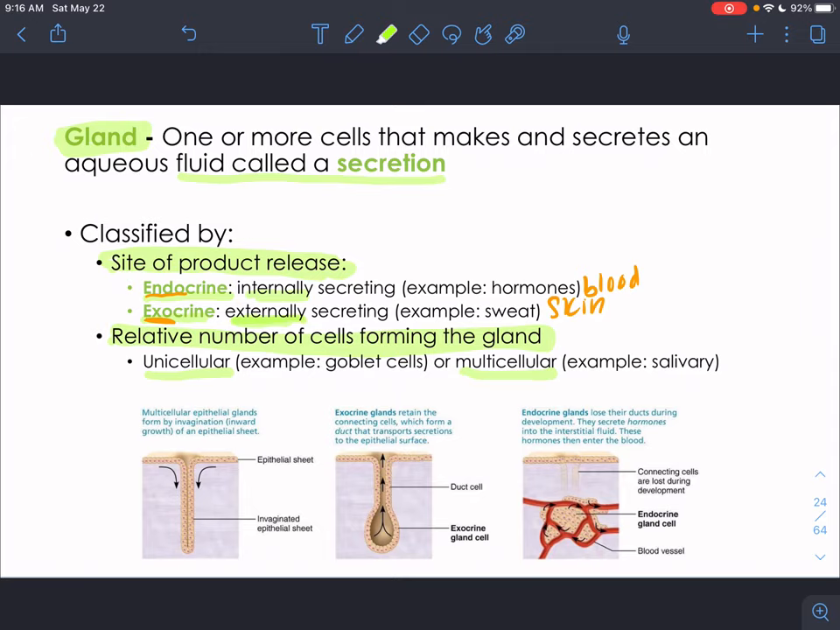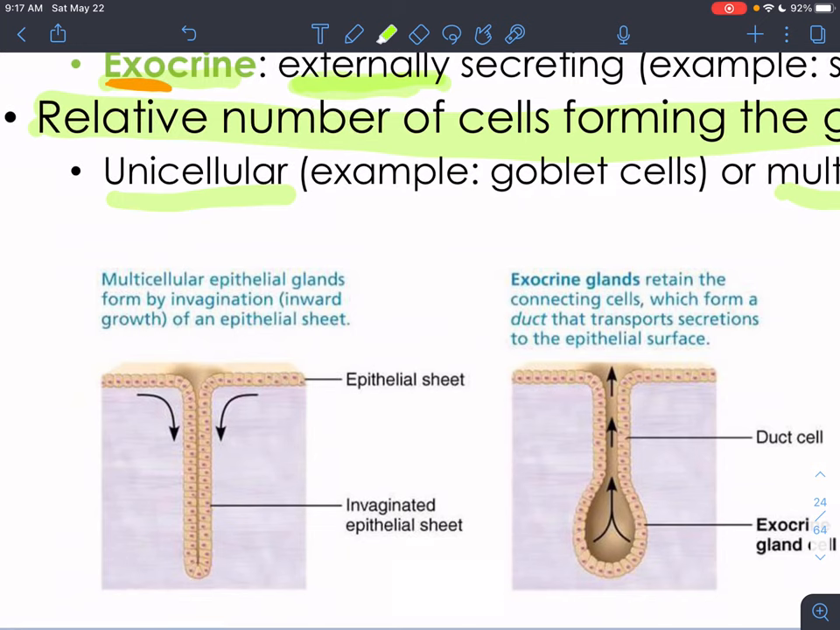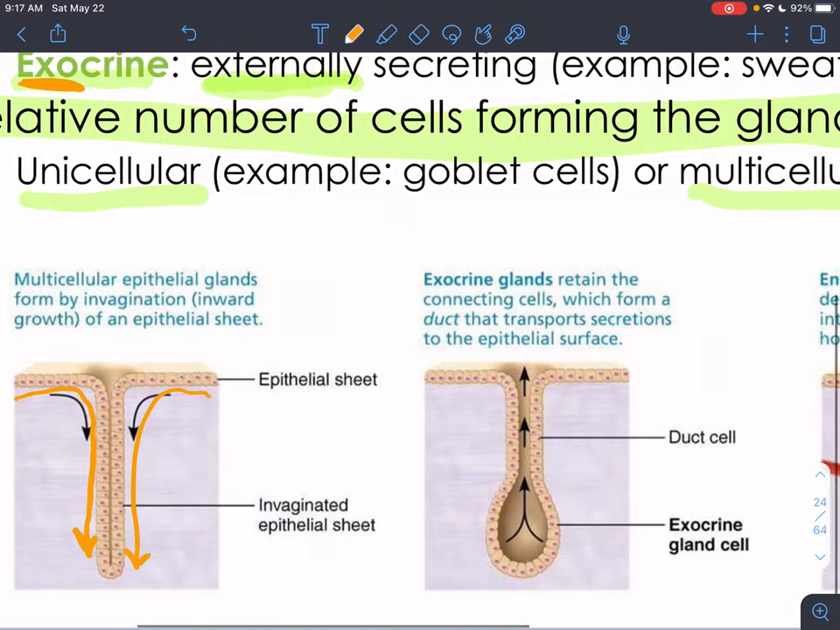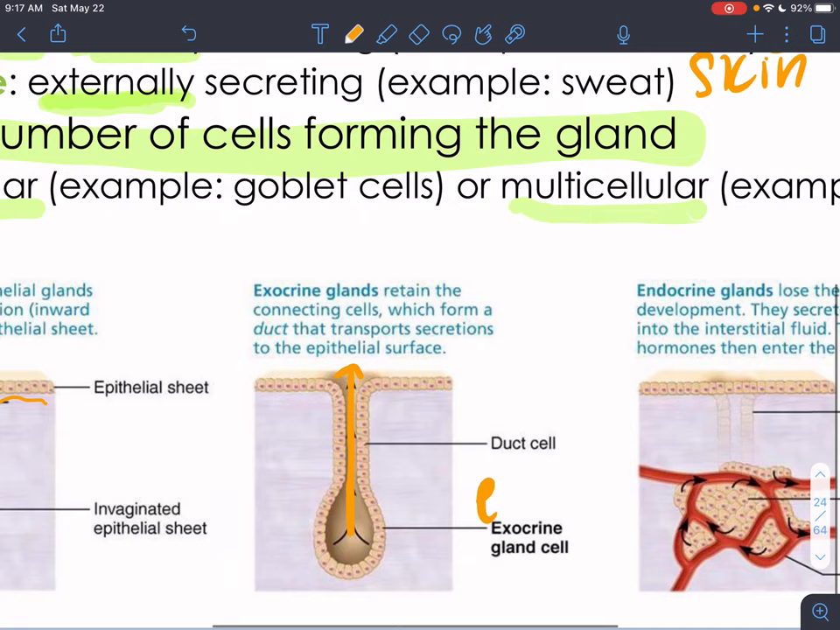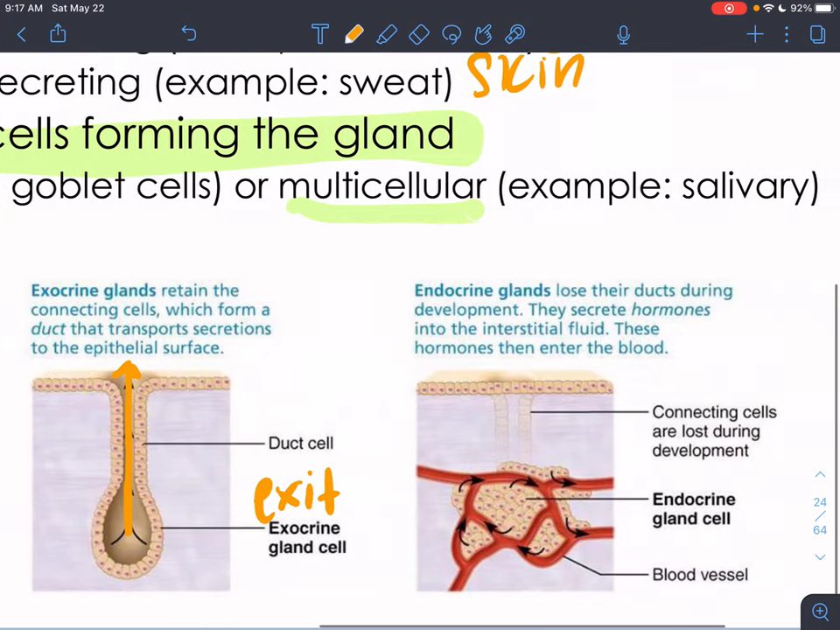Okay, so below we see that the glands are basically just made up of a sheet of epithelial cells that create this inward divot. It's called invaginated. Okay, exocrine glands are continuous with the cell surface and they release their substances again outside of the body. Exocrine, think exit. So if this is a sweat gland, sweat is going to be released onto the epithelial surface.